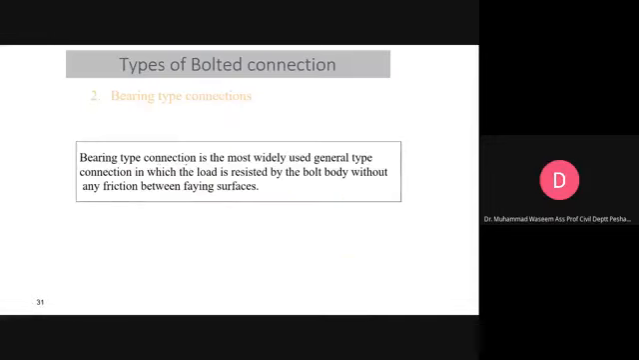Bearing type connection is the most widely used type of connection in which the load is resisted by the bolt body through shearing, without any friction between the faying surfaces. In bearing type connection, it is assumed that there are no frictional forces along the faying surfaces.